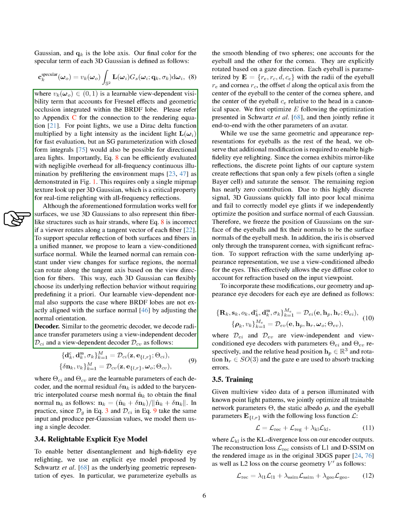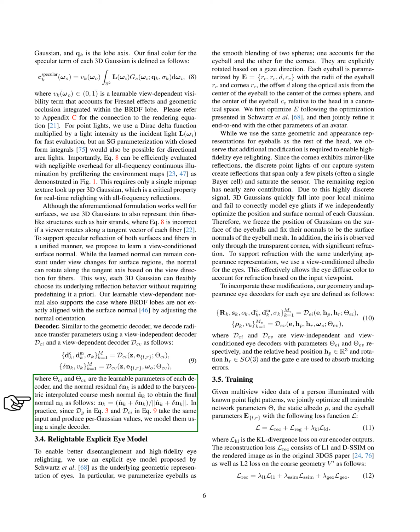Finally, similar to the geometric decoder, we decode radiance transfer parameters using a view-independent decoder and a view-dependent decoder. The normal residual is added to the barycentric interpolated coarse mesh normal to obtain the final normal. In practice, since the geometric decoder and the view-independent decoder take the same input and produce per Gaussian values, we model them using a single decoder.